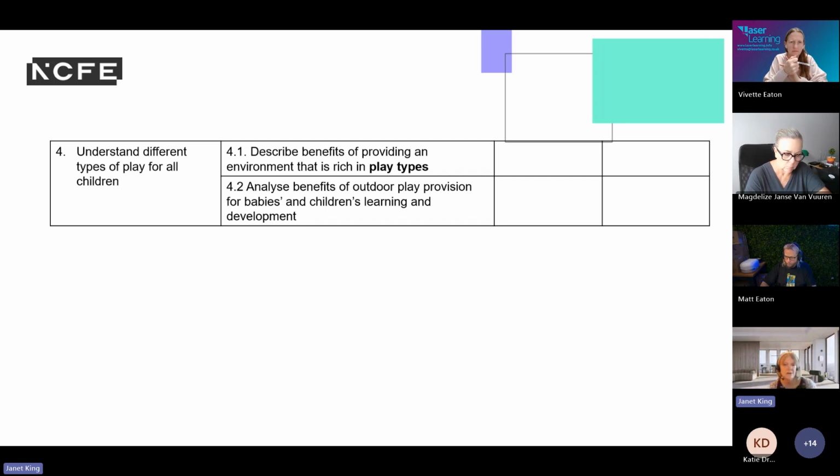Not everybody's got a rich outdoor play provision, and that's something that we need to acknowledge and appreciate. So what sorts of experiences outdoors can we provide for our babies and children? What's the learning opportunities of simply going for a walk? What's the learning opportunities of simply being outside for both physical and emotional health?